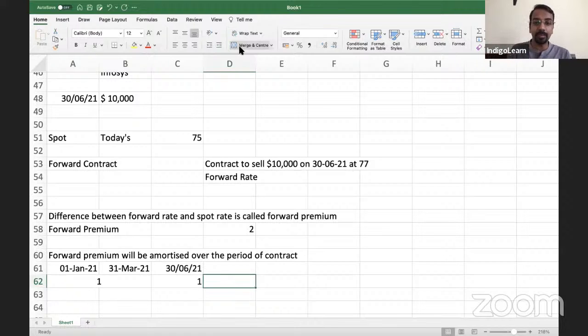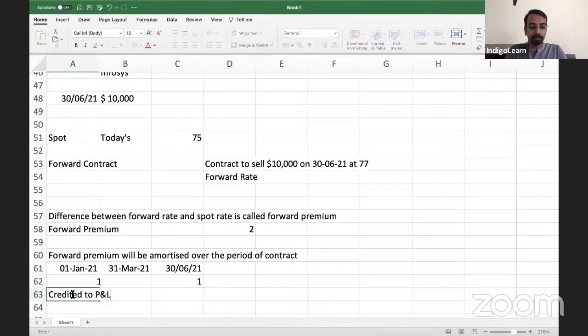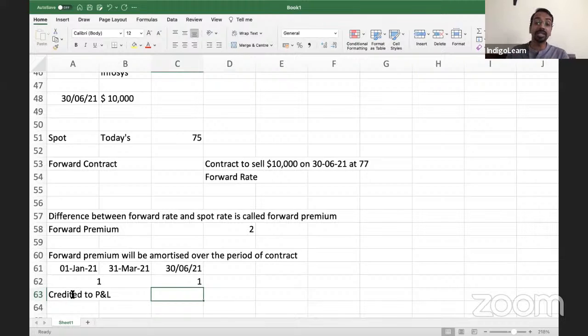Now here I gave an example of a receipt. Similarly, there could be an example of payment. I do not want to take the risk, and I enter into a forward contract with the banker or with another party, I agree for a higher rate, there is a forward premium payable. That forward premium payable will be amortized over the period of the contract. Amortized means what? This will be credited to P&L in the respective period. If it is an outflow, if it is a payment, then it will be debited to the P&L over the period of the contract, right? This is what is called forward premium and the accounting treatment.